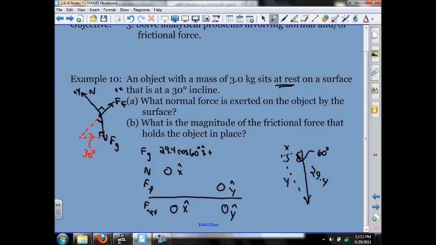And the y component is going to be 29.4 sine of 60. Looks like my x is in the negative direction. My y is also in the negative direction. Everybody still with it? So far, so good. So what's the normal force going to be equal to that?